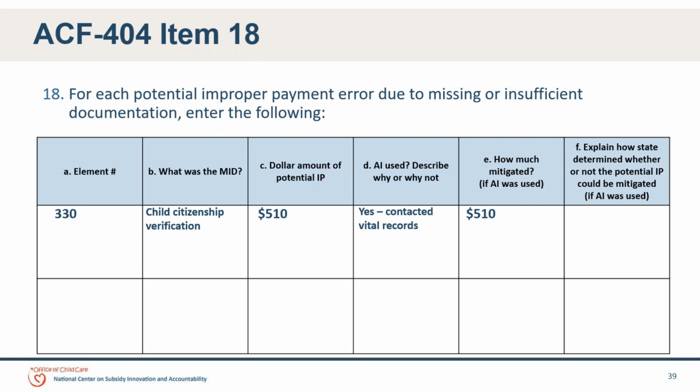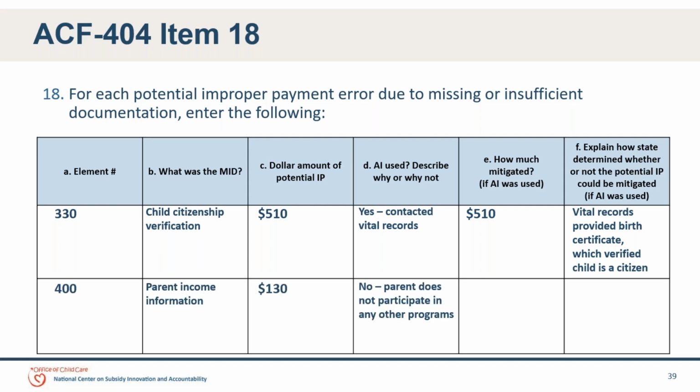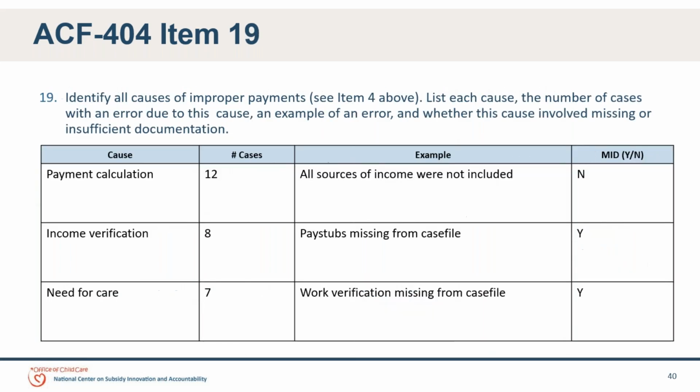And then column F, again, if an AI was used, how the state determined whether or not the potential improper payment could be mitigated. And that's going to be the same as column 9 on the MID table. So you can see here, Vital Records provided the birth certificate, which verified the child's citizenship. And there's another example for you, but again, I think in the interest of time, we'll just go ahead and move to the next slide.